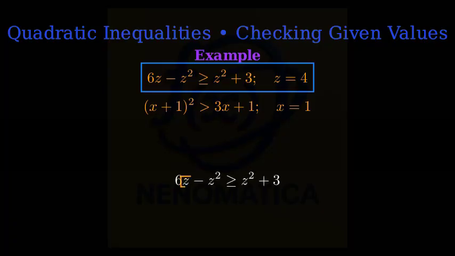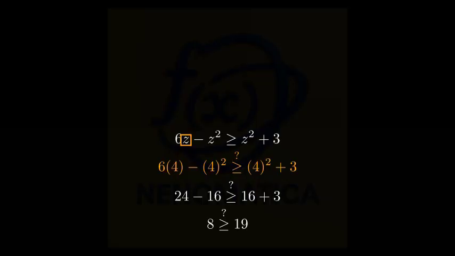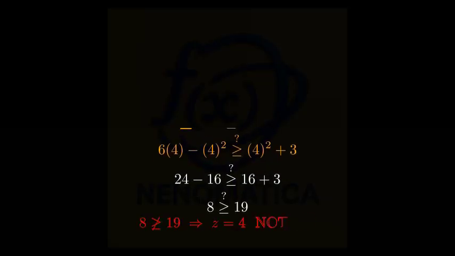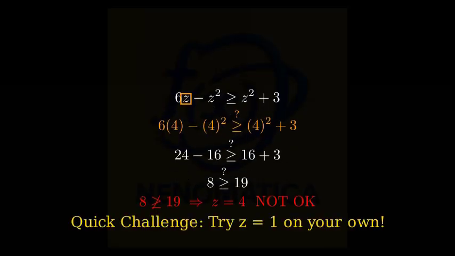Part A. We substitute z equals 4 into the inequality 6z minus z squared is greater than or equal to z squared plus 3. That gives 6 times 4 minus 4 squared on the left and 4 squared plus 3 on the right. Simplify each side. 24 minus 16 is 8, and 16 plus 3 is 19. We now compare 8 and 19. Since 8 is not greater than or equal to 19, the inequality is false for z equals 4. Quick challenge. If we tried z equals 1 instead, would the inequality be true or false? We will return to that in the summary.